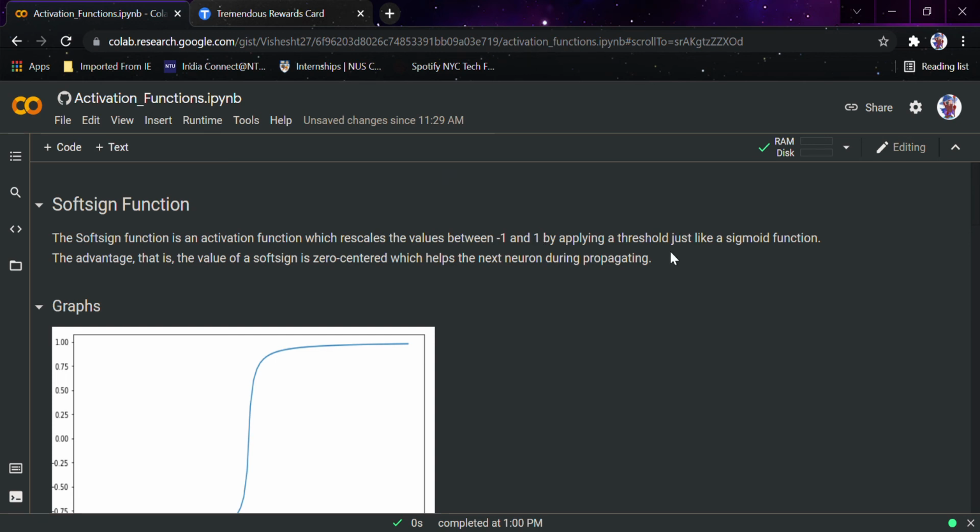So hi guys, in today's video we will be looking at the softsign function. We have looked at a lot of functions including ReLU, leaky ReLU, softplus, tanh, and sigmoid. So today we will be looking at yet another function, that is the softsign function.